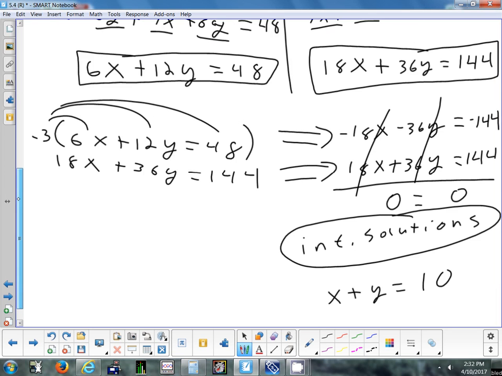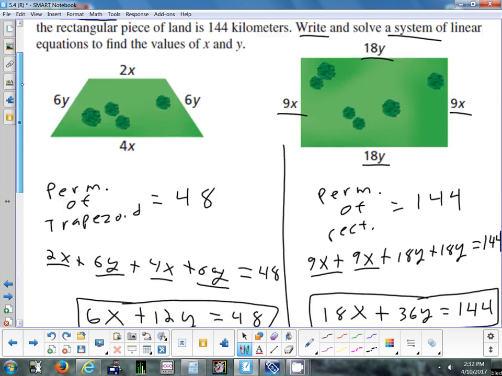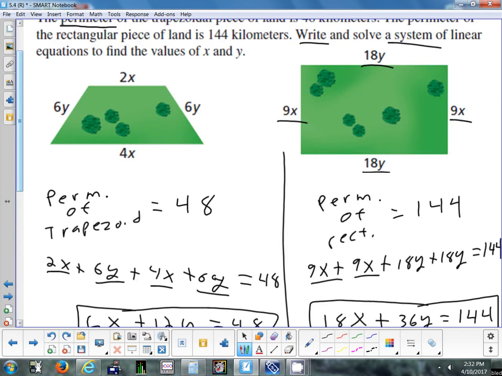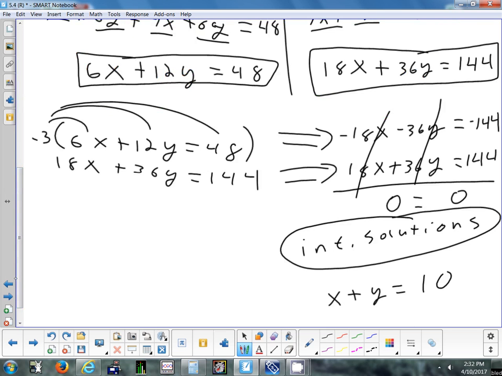Okay? So in this problem, I don't know exactly what you'd have to pick for x and y, but there are infinitely many answers you could pick. You still have to find the right ones. Okay. So infinite solutions. Any questions on that?